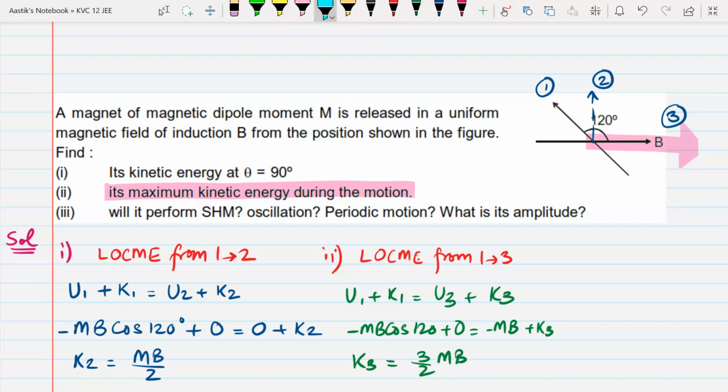Last question now. I will ask you this one. Will it perform SHM or oscillation or periodic motion? And what will be the amplitude? Can anyone tell me this now from what we have studied?